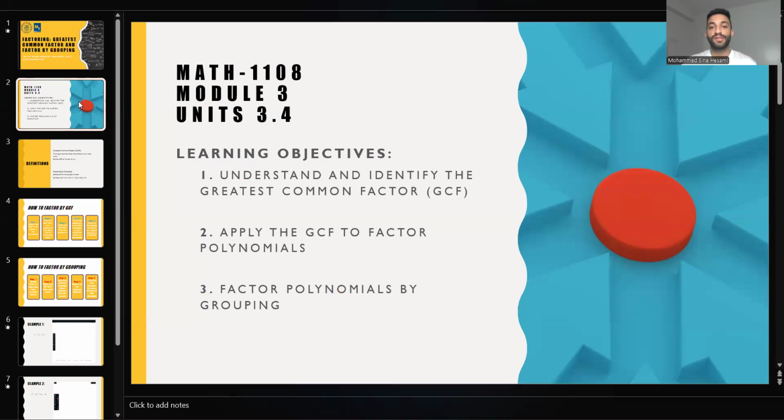Here we have three learning objectives. The first one is understand and identify the greatest common factor or GCF. The second one is apply the GCF to factor polynomials. So first we understand what GCF actually is and how to find it, and then we apply that concept to factoring polynomials. And the third objective is factor polynomials by grouping.